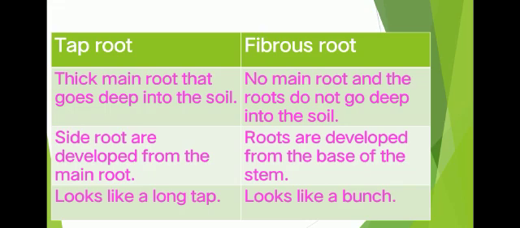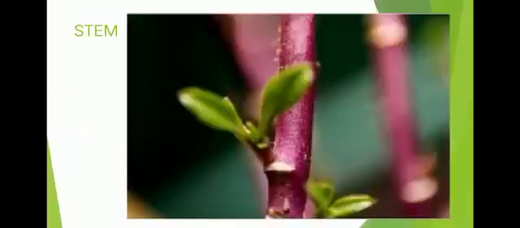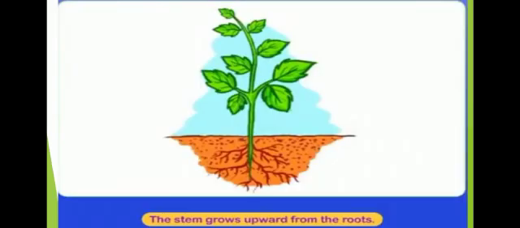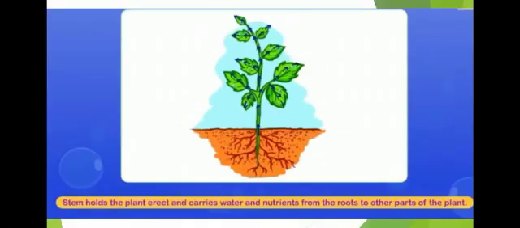Next, the second part of the plant is the stem. The stem is the main part of the shoot system. It grows upward from the root. It goes toward the sunlight. It looks green when it is young. Branches, leaves, buds, flowers and fruits grow from the stem.